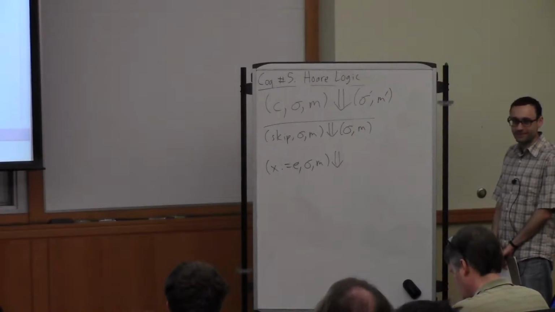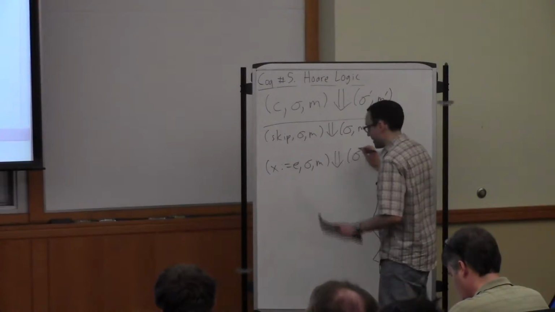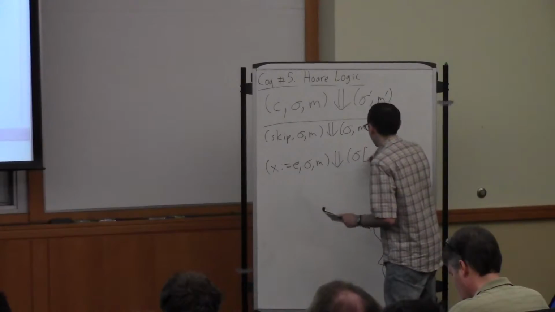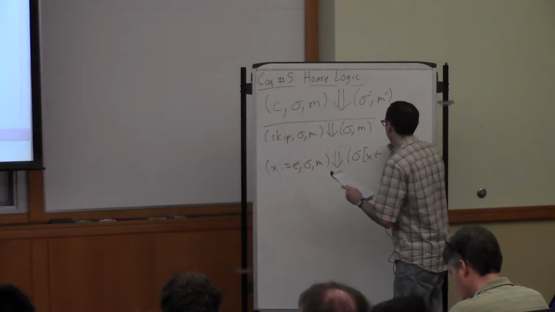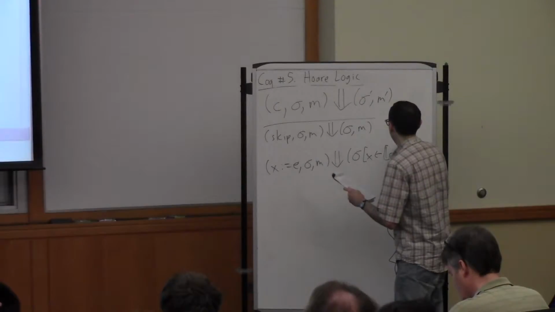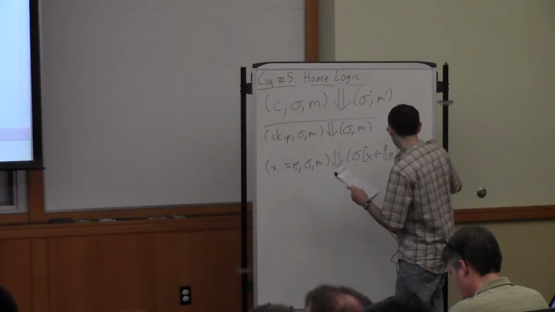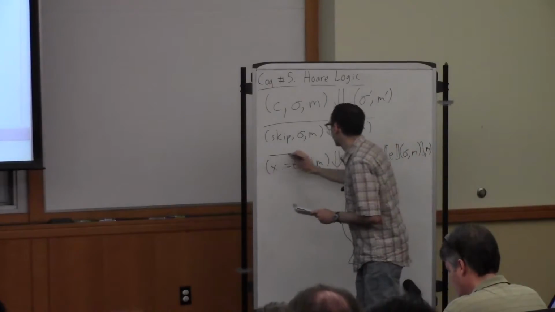I'm hearing some rumblings. Sigma mapping X to E. Yeah, so I'll just write that, to be consistent. Sigma, take the sigma we started with and update it with a mapping of X to not just E literally, but the result of evaluating E in the current state. And then the memory is the same as before.